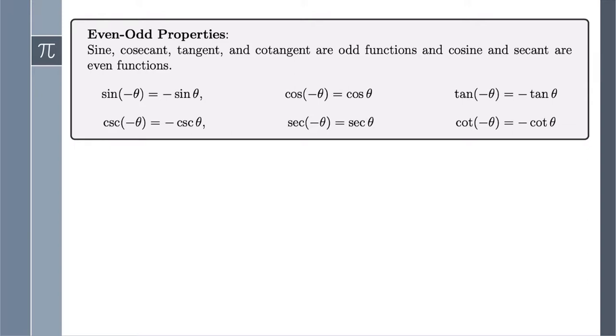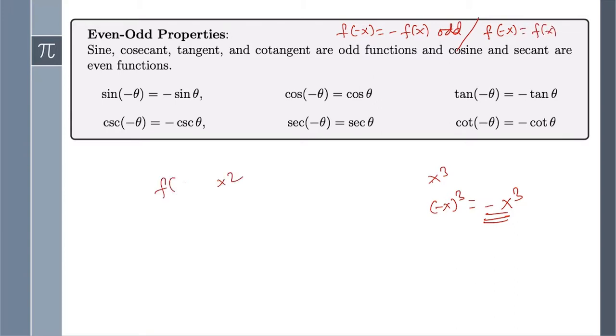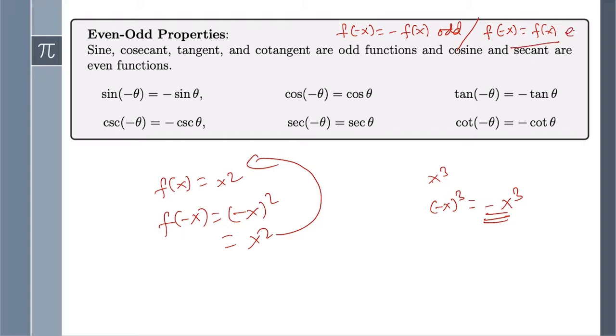Now, there are even and odd properties for the sine and cosine functions. We know that a function is an odd function if we have f of negative x equals negative f of x, like x cubed. If I replace x with negative x, then I get negative x cubed. See, this is an odd function. We discussed that in algebra. Now, an even function is one where f of negative x gives just f of x. For example, if we have x squared, and I replace x with negative x, I still get x squared, the same function. So those functions are even functions.